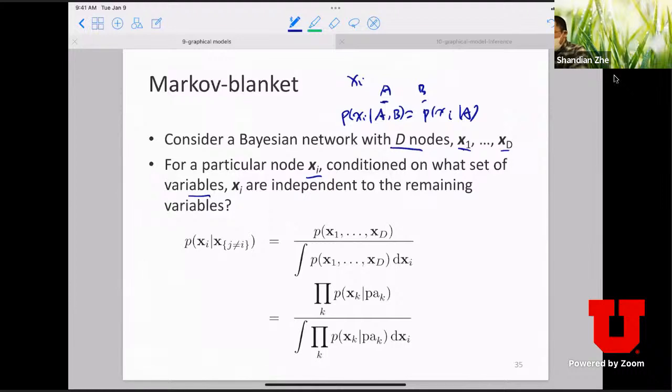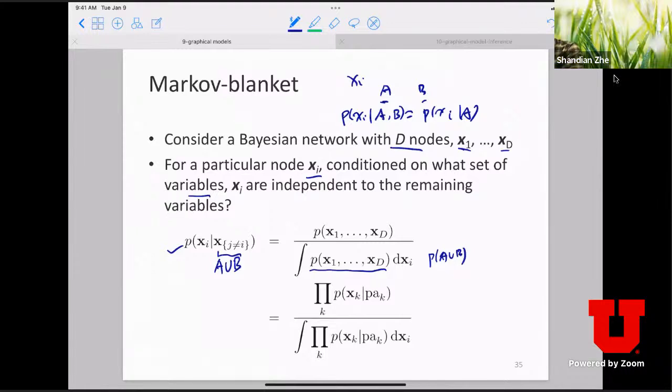So how to see who constitutes the Markov Blanket? If you look at the posterior distribution, we can see some clue. The posterior distribution of Xi given all the remaining variables, which we can represent as A union B, is the joint probability of X1 to Xd divided by the marginal probability of A union B. This is just the integral of the joint density with respect to Xi.